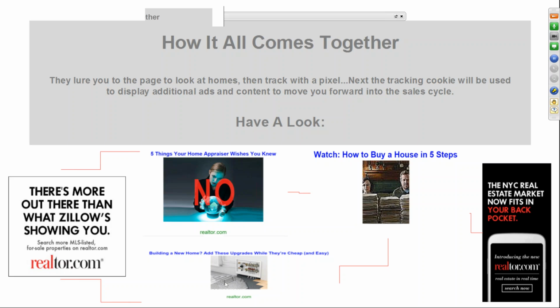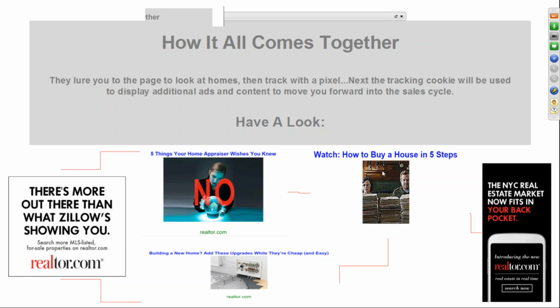Because again, they're still trying to figure out who am I? What am I trying to do here? Am I buying a starter home? Am I buying a luxury home? Am I trying to build? Am I more interested in selling at the moment? So they're running different ads that will appeal to different people at different stages of the process.